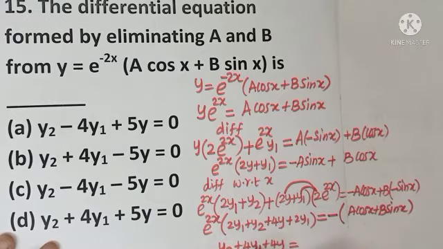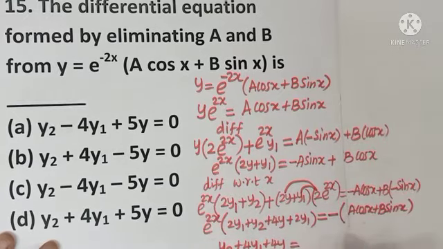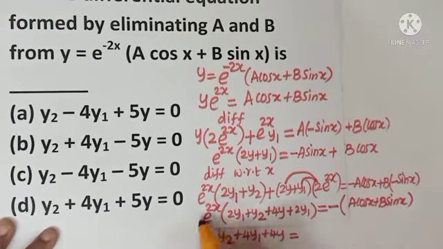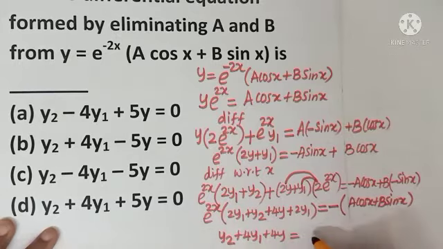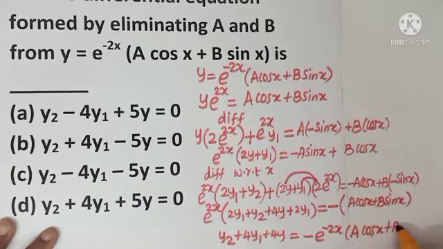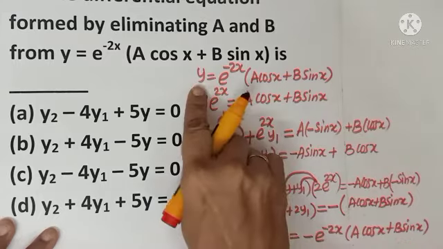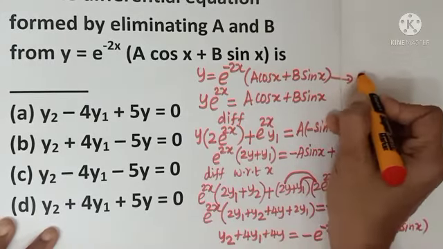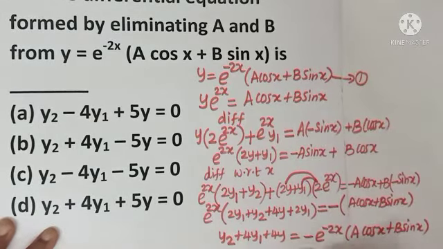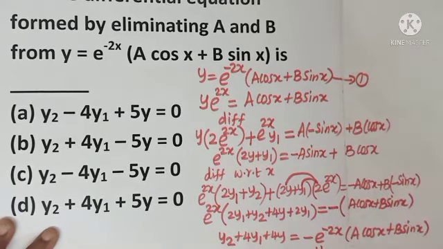2y1 plus 2y1, 4y1 plus 4y. e power 2x will go to the other side as e power minus 2x into a cos x plus b sin x. RHS I can read as y from equation number 1. So RHS, there is a minus symbol and the remaining I will just call y.